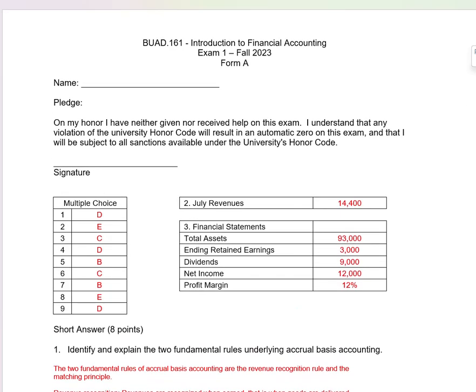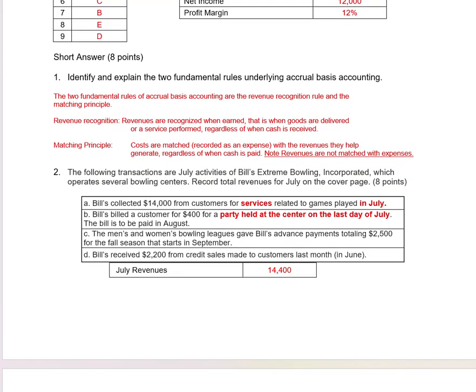We're going to walk through Form A for Exam 1 quickly. We went over it so many times in class, the two fundamental rules of accrual basis accounting. I think we did this every day.